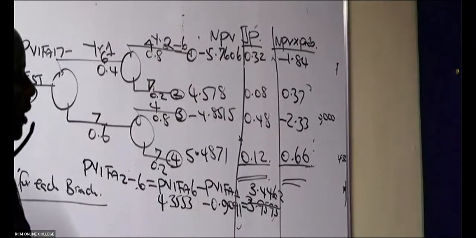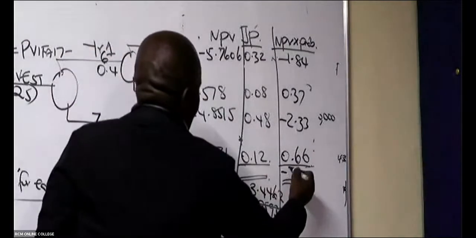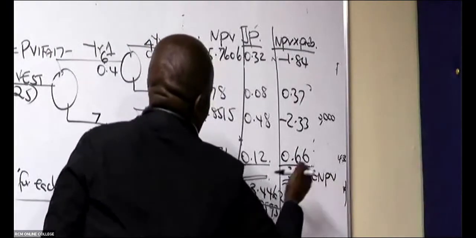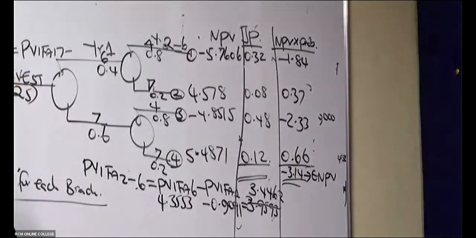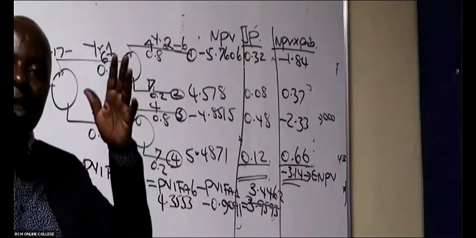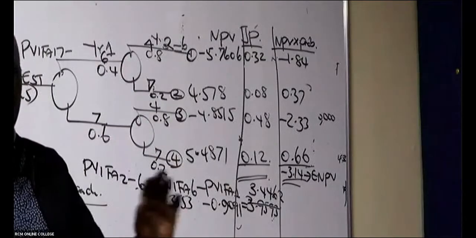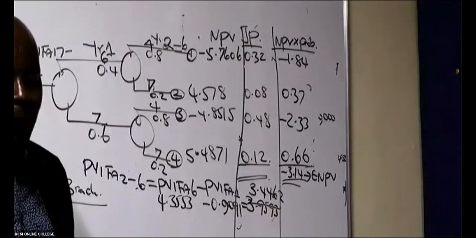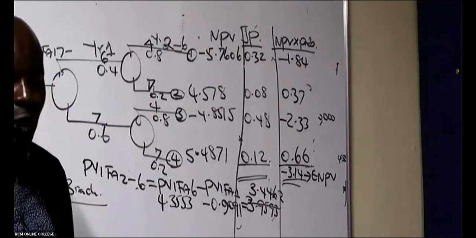So according to Marvin, it is negative 3.14. And this is the expected net present value. Expected net present value is minus 3.14. Because of negativity, the project is not viable.